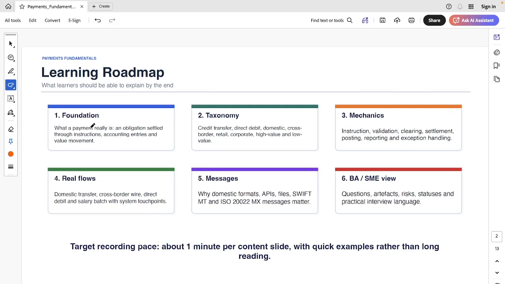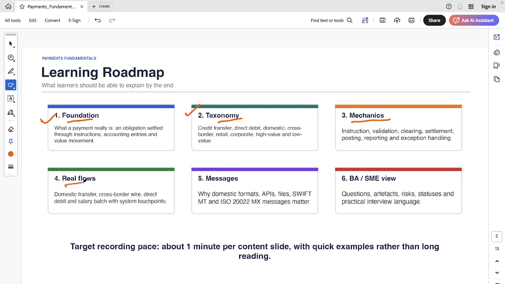Okay, this slide is our roadmap for the next few minutes. We will move step by step. First, we will understand the foundation, so what a payment really is. Then we will classify the payments using different lenses, such as credit transfer, direct debit, domestic, cross border, retail, corporate, high value, low value. Then we will understand the mechanism behind each payment flow, like what is the instruction, validation, clearing, settlement, posting, reporting, and exception handling.